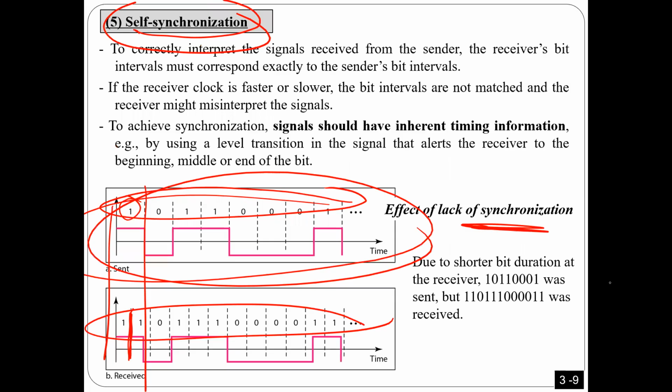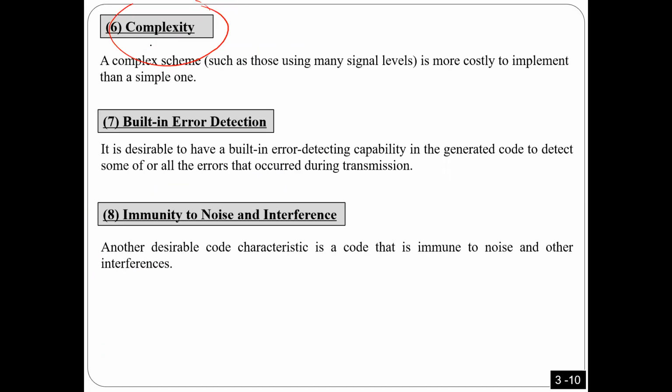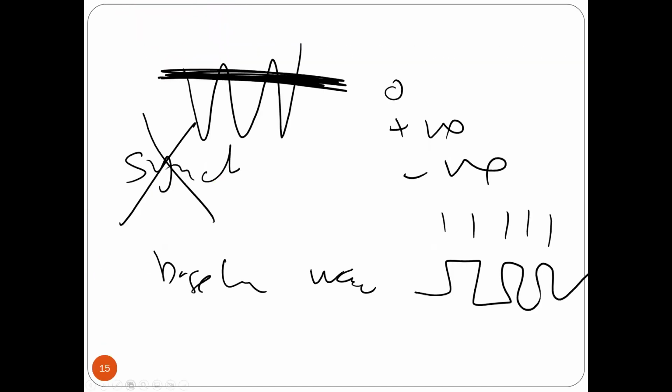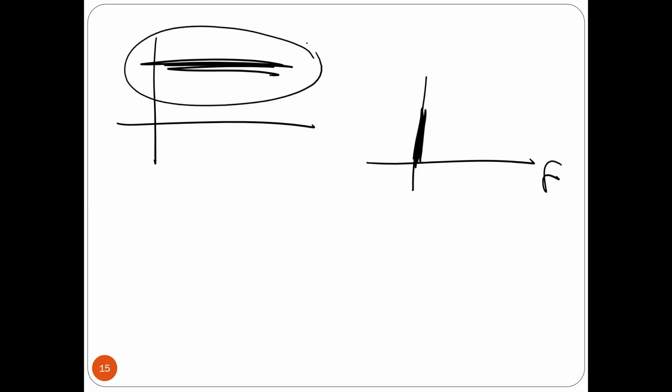Okay. The last thing here, also very important, we're going to use all the time to evaluate the different encoding schemes. We call it DC component. Do you remember when I taught the time domain and frequency domain? I told you in the frequency domain, if you have DC this way, this DC is going to be 0 frequency. If you have a signal like this one, what is the frequency? Frequency is 0, right? And we call this one DC component.